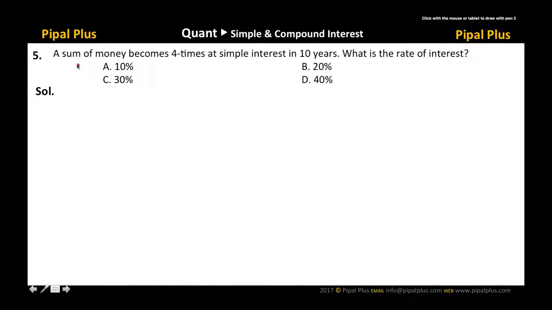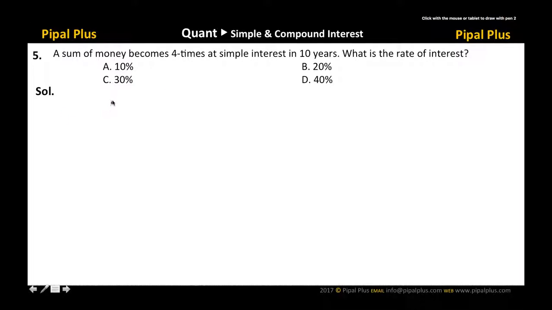All right, let's read this question. A sum of money becomes 4 times of itself at a simple interest in 10 years. We have to find the rate of interest. Now clearly the starting principal is not given to us, and there are these 4 options out of which we have to choose. You may want to take a minute, try this question, and then come back. You can replay this and see the solution.